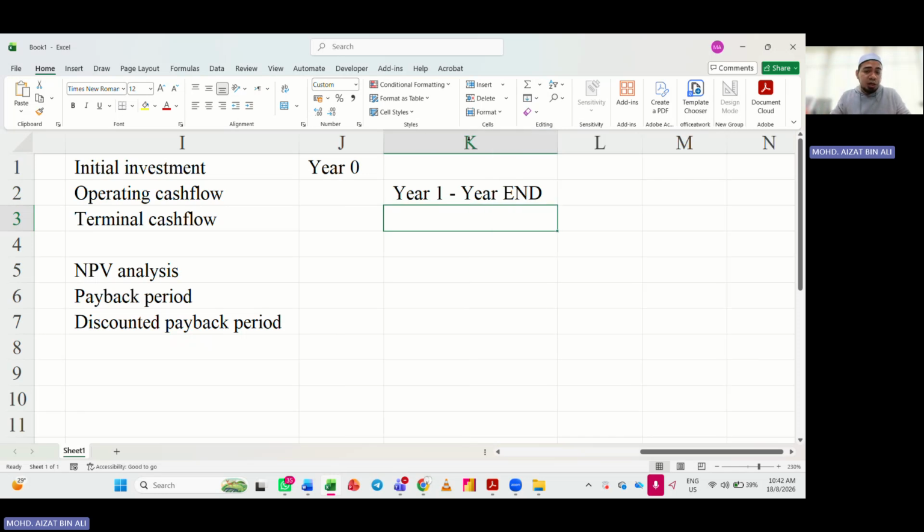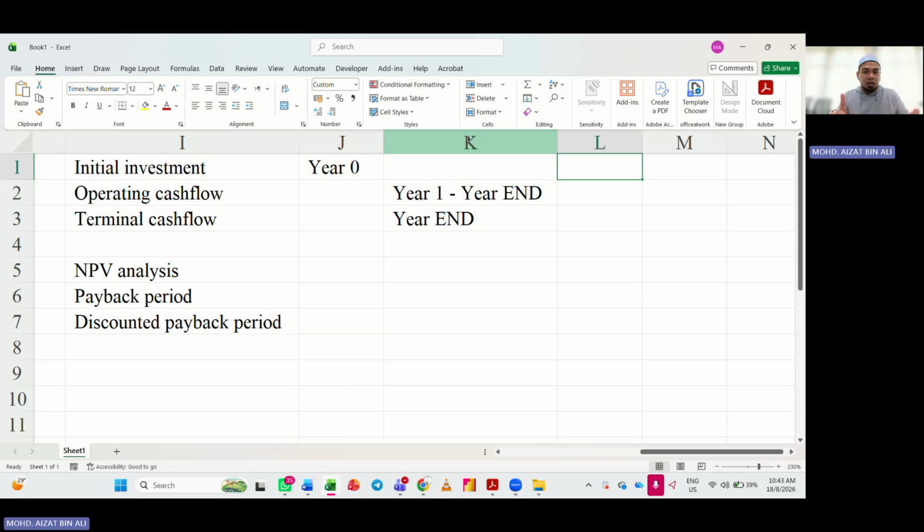Let's say we estimate the project is going to run for 5 years, then the end of the period will be year five. Terminal cash flow will be assessed in the final period. And then everything will be included in the NPV analysis.